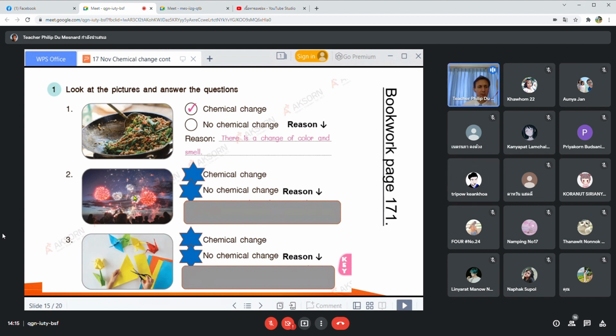Okay, number 2, chemical change, yes or no? I hear no, Anna, you yes. So actually the right answer is yes, because there is light. And don't forget, page 167 has a fire, and it says giving out light or sound. When something makes light, it is a chemical change. And actually there's sound also, because it's quite noisy. There's sound and light.